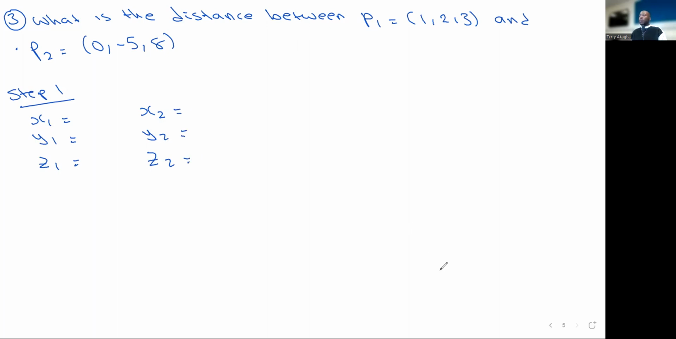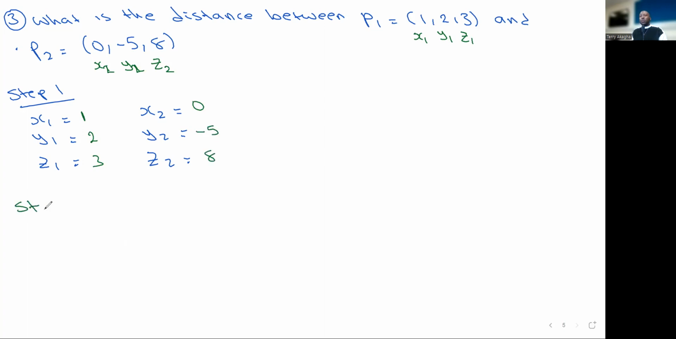The first thing you do is that for the first one, this is going to be our x1, our y1, and our z1. And this is going to give us our what? Our x2, I beg your pardon, y2, and z2. So x1, y1, z1 is going to be 1, 2, 3. And now x2, y2, z2 is going to be 0, -5, and 8.